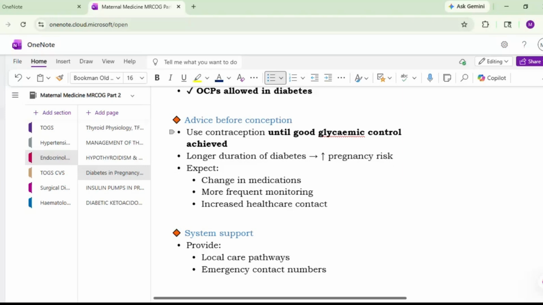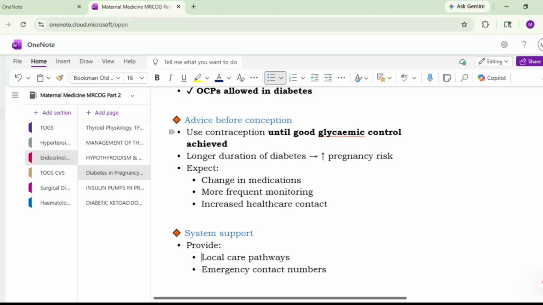The longer the duration of the diabetes, the greater the pregnancy risk. So in these patients, what is expected? Those patients who are diabetic on medication will require a change in the medication. More frequent monitoring is required, and their follow-up will be more. That is, increased healthcare contact will be there.